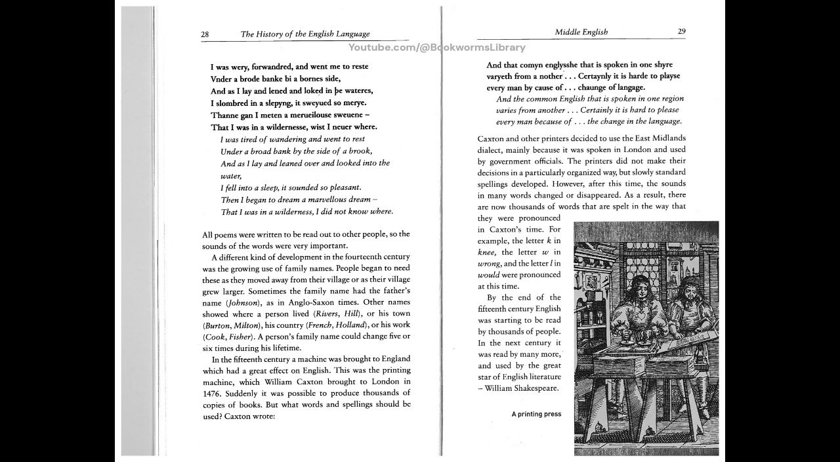Caxton and other printers decided to use the East Midlands dialect, mainly because it was spoken in London and used by government officials. The printers did not make their decisions in a particularly organised way, but slowly standard spellings developed. However, after this time, the sounds in many words changed or disappeared. As a result, there are now thousands of words that are spelt in the way that they were pronounced in Caxton's time. For example, the letter K in knee, the letter W in wrong, and the letter L in wood were pronounced at this time.